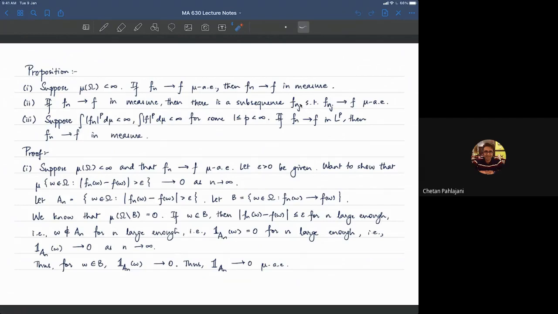So as I mentioned, 1 has been proved. Now we're going to prove 2 and 3.